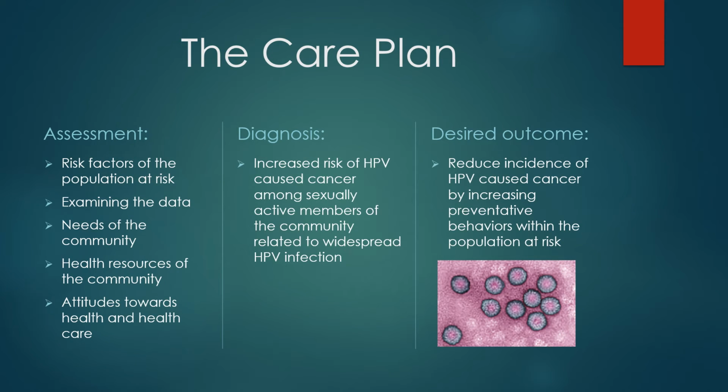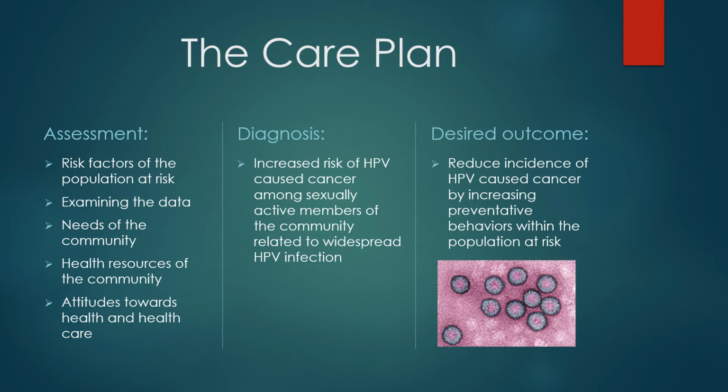The first step in the care planning for our population at risk is to assess the risk factors, examine the data, assessing the needs of the community, assessing the resources of the community, specifically the accessibility of healthcare services for community members, and determining the attitudes towards health and healthcare. How open are the community members towards health education and healthy behaviors? And how does culture play into this?